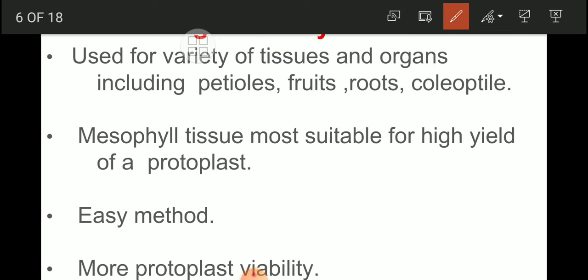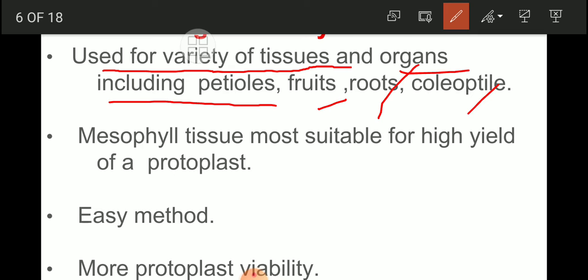Here, my friends, you have to keep in mind, it is applicable to a variety of tissues and organs, including petioles, fruits, roots, coleoptile. So there is no bar on which part of the plant the tissue is to be taken from for the isolation of the protoplast. So there is a variety of things. We can isolate the protoplast from any part of the plant. So that is the most important advantage, the first advantage of the enzymatic method of isolation of a protoplast.